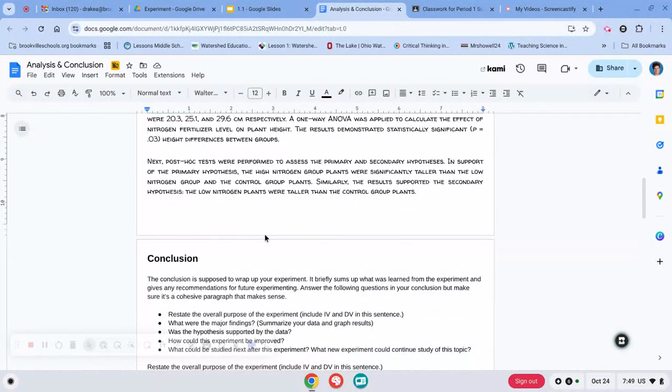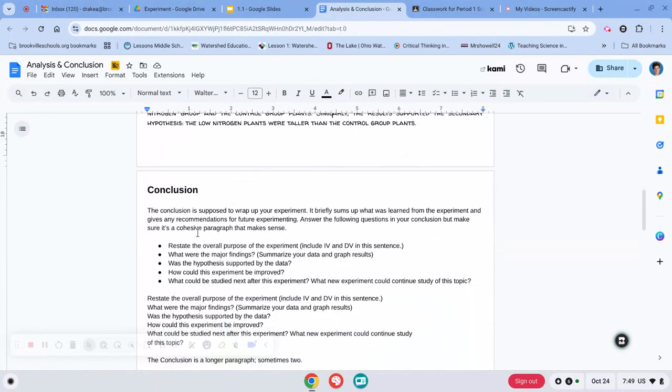So I'm looking for a paragraph. Conclusion is a paragraph. It is a good paragraph with at least 5 sentences or more, okay? The object is not to say I have 5 sentences, I'm done. The object is to make sure the paragraph is organized and logical, okay? All right, so let's talk conclusion. The conclusion is supposed to wrap up your whole experiment, so it briefly sums up what you learned, talks about any recommendations for the future, and answers the following questions.